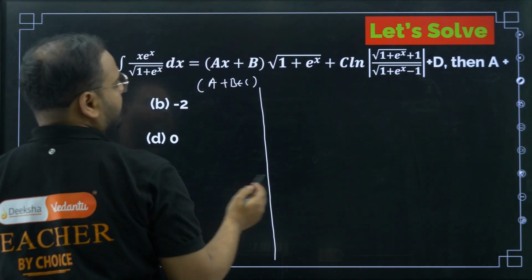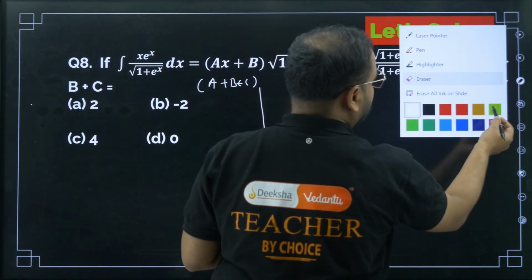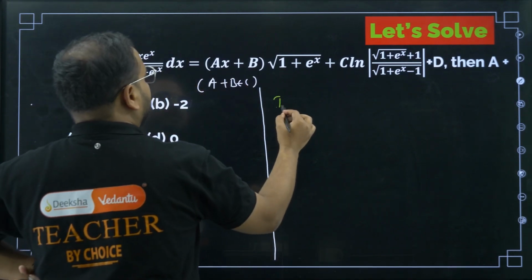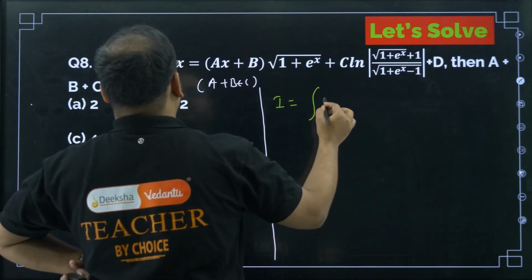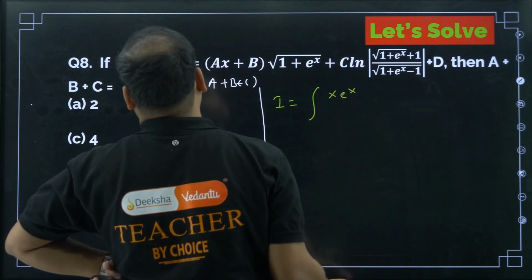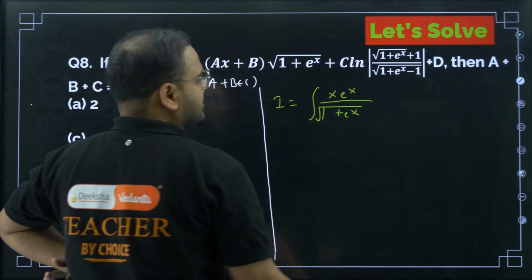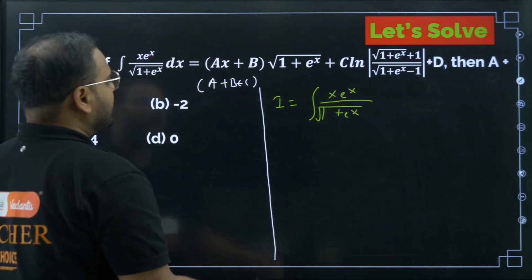All right, sir. Okay. Now let's see this quickly. If I see this quickly, I will have to do this integration. I can take this as the integral of x e power x upon 1 plus e power x. Correct? Am I right? Okay. Now how will I deal with this? Tell me.